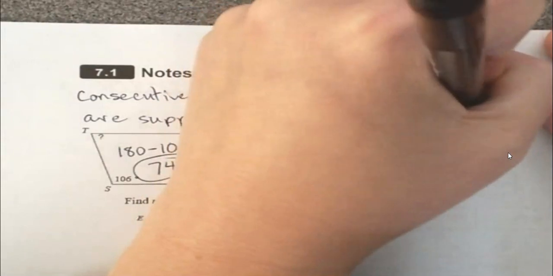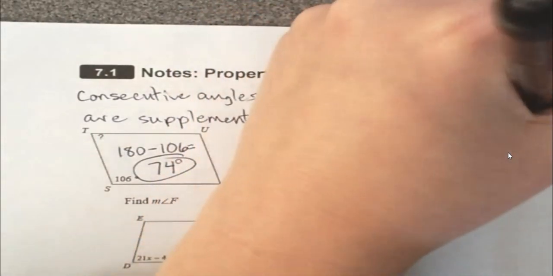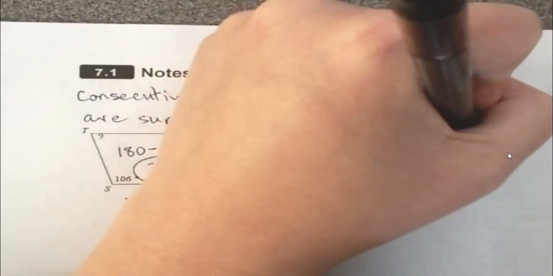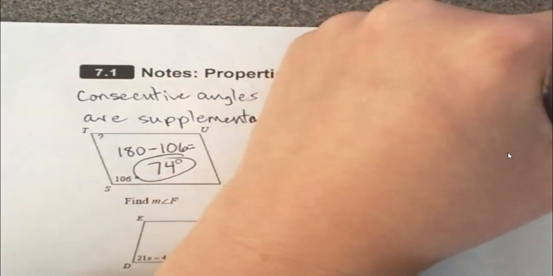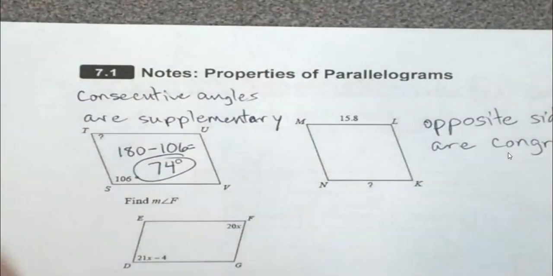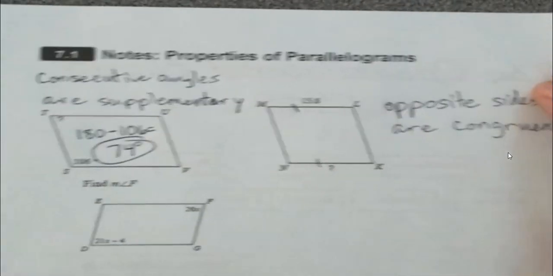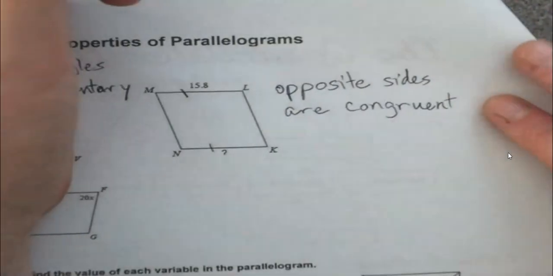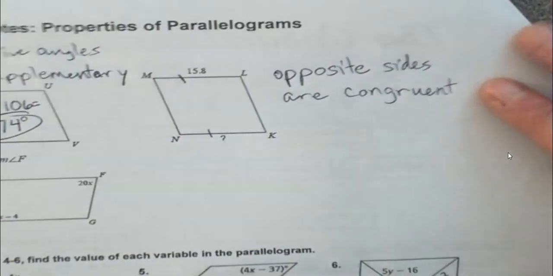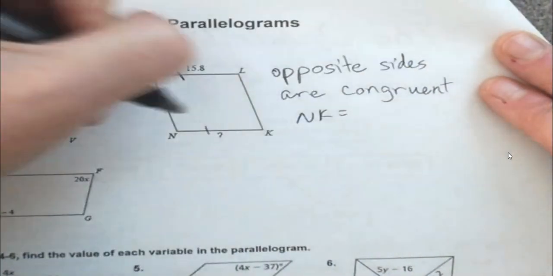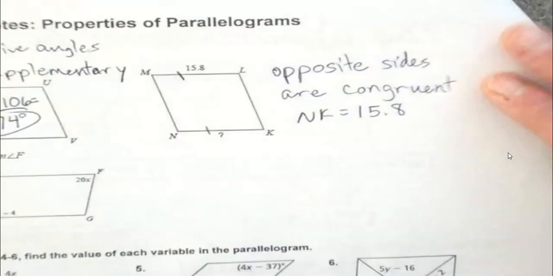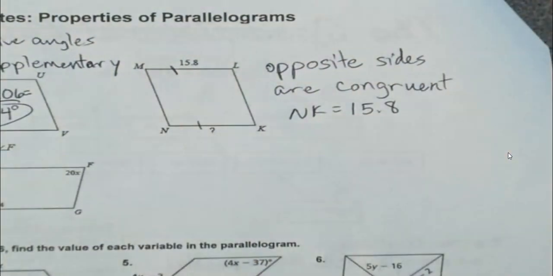Opposite sides are equal or congruent, which is the same thing. It's just somebody decided that for shapes you need to have a different word than equal. I don't really know why. But it's the same thing. They're congruent. So essentially what that means is that NK is just going to be the same as the opposite side, 15.8. But it's that property that shows us that.